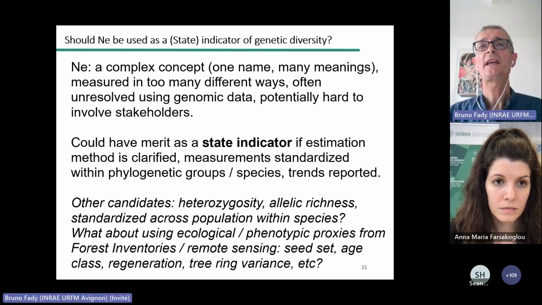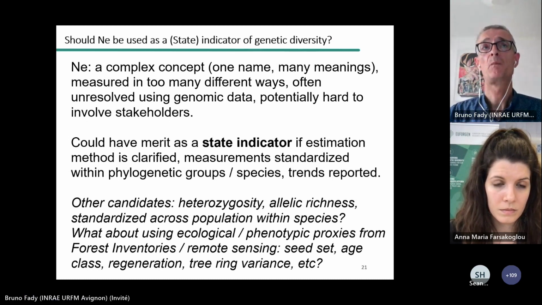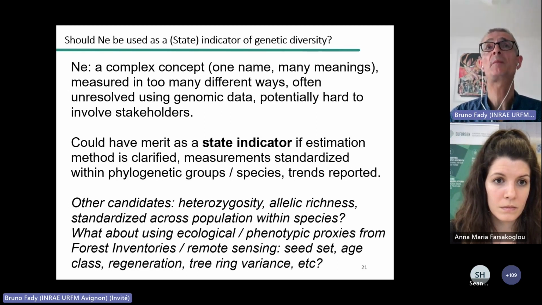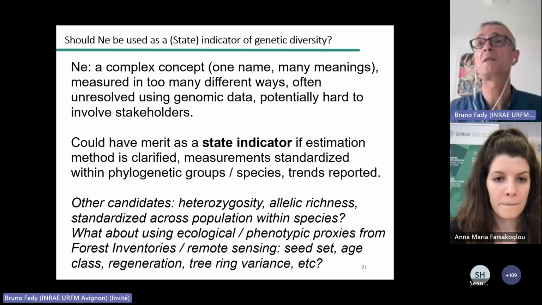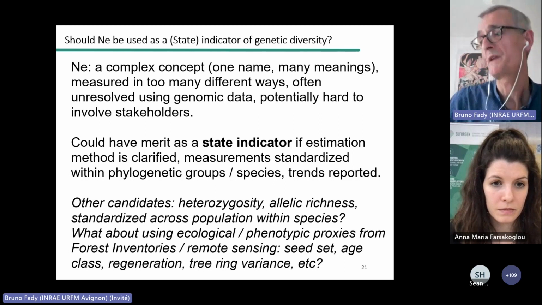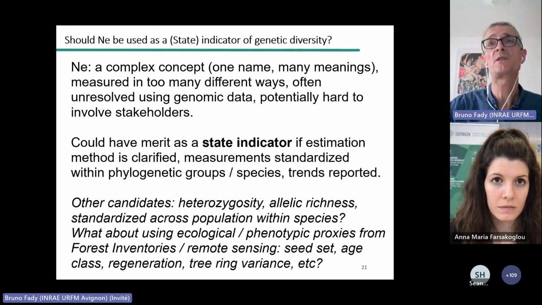So in the end, NE is a complex concept. Again, I think a beautiful one, very useful in population genetics. I think it has one name and too many meanings for now. It should be cleaned up. It's measured in very many ways. It's often unresolved using genomic data, and sometimes the relationship between census size and effective population size is not so straightforward.